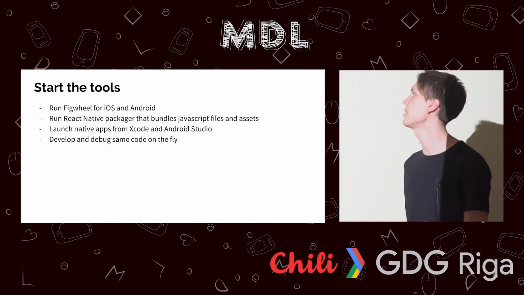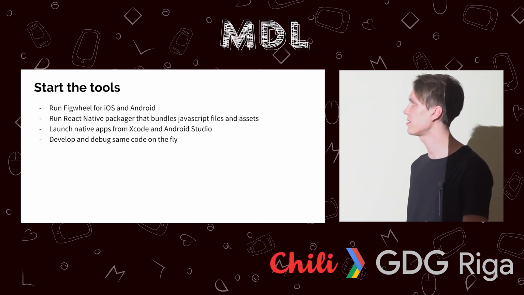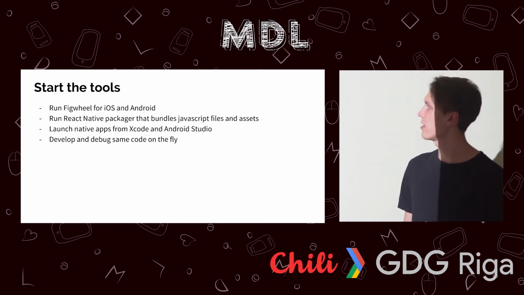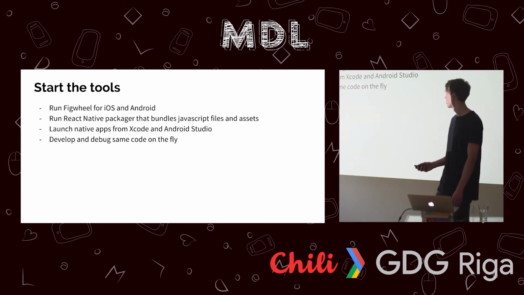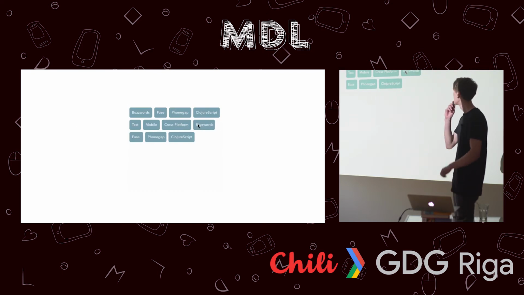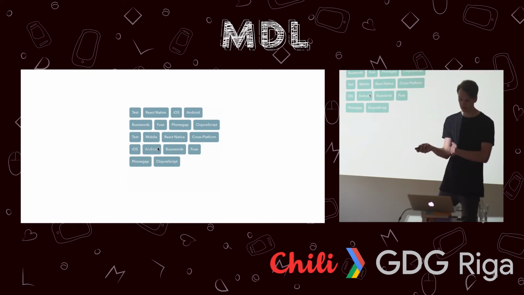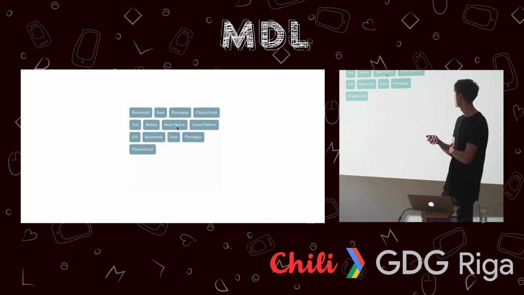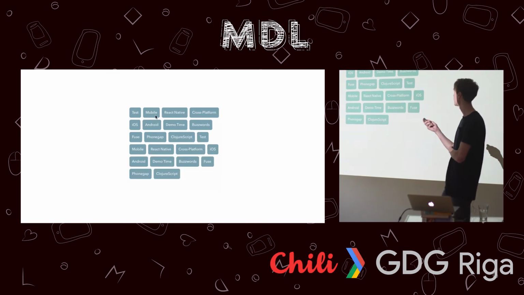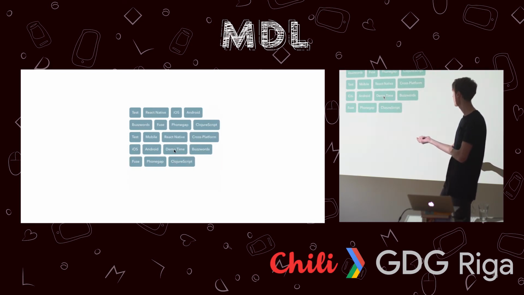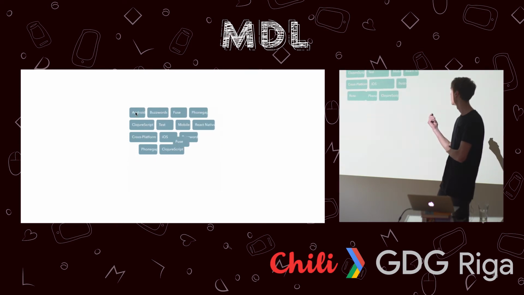Then we run the React Native packager that bundles all the files and assets that are needed for running our React Native applications, and then we launch our native apps from Xcode and Android Studio accordingly. And when all of this is done, we are ready to develop and debug React Native code on the fly. We're going to take a look at how this custom collection view is implemented. And basically it just displays some items that are received from the native side, and on click it deletes the item from the collection.